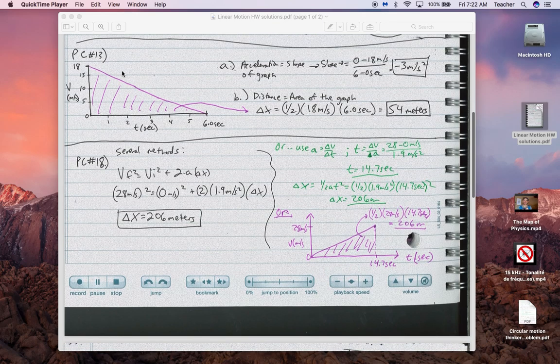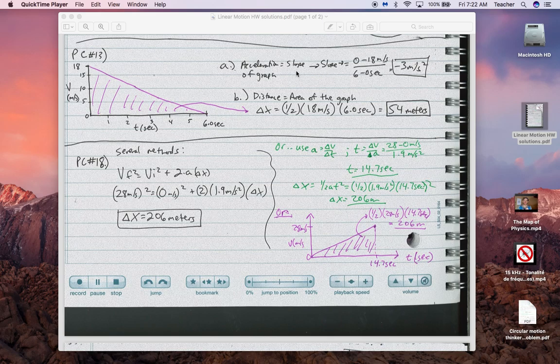For number 13, we were given a picture like this. You're asked to find the acceleration and then the distance traveled. So the acceleration is the slope of this graph. So final velocity is 0, initial velocity is 18, 0 minus 18. Final time is 6, initial time is 0, 6 minus 0. I get negative 3 meters per second squared.